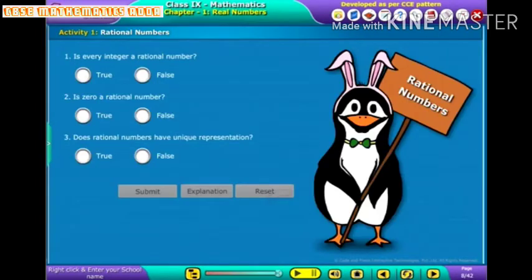Let us do a simple activity on rational numbers. Choose the appropriate answer whether it is right or wrong.